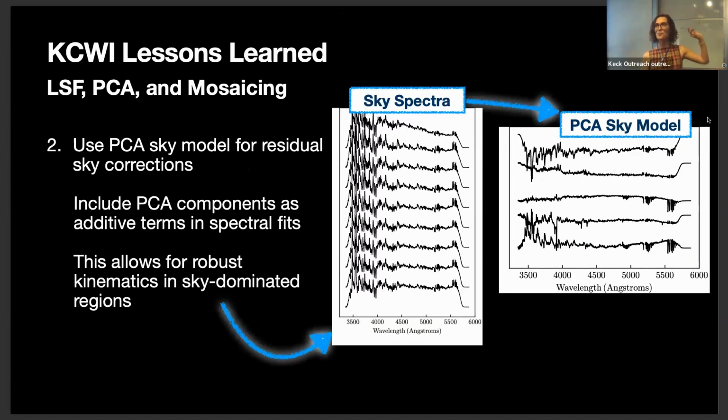We also did some fun PCA decomposition to handle some of the sky subtraction. We found that some of these extremely sky-dominated exposures still wind up with sky features in the end, because it's really hard to get it perfectly subtracted when you're 2 magnitudes below the sky. So we fed all of the sky spectra that we have into a PCA decomposition, took the most significant features, and fed that into our spectral fitting as additional additive components. And we tend to get very robust results when we do this.